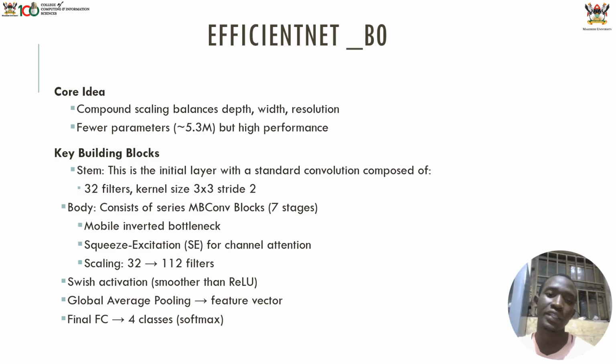Then you have the scaling. Scaling is in the range of 32 to 112 filters. As we move deeper into the network, the number of filters increases from 32 to 112, and this allows the model to learn more complex and abstract features at the deeper layers.